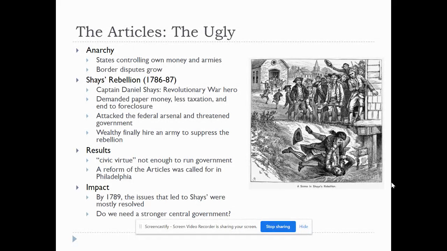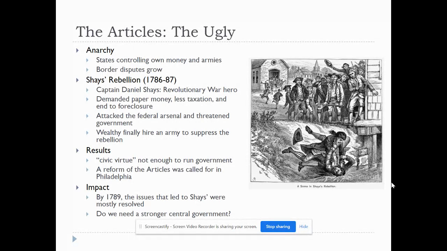Shays' Rebellion is the culmination of that, where Captain Daniel Shays, who is a Revolutionary War hero, demands basically paper money, less taxation, and an end to foreclosure on the western frontier. Again, this is another situation where the West feels like the East is not listening to them. And they attack the federal arsenal and threaten government officials on the western side of Massachusetts and basically threaten to march on Boston to get their way, if you will.